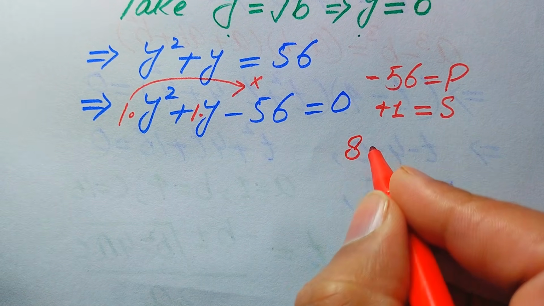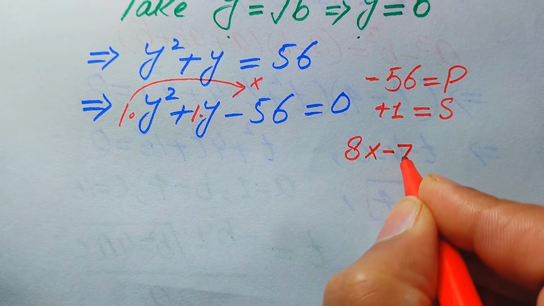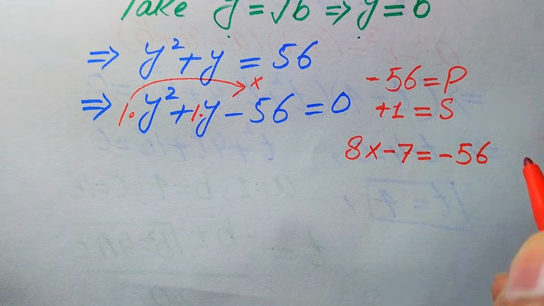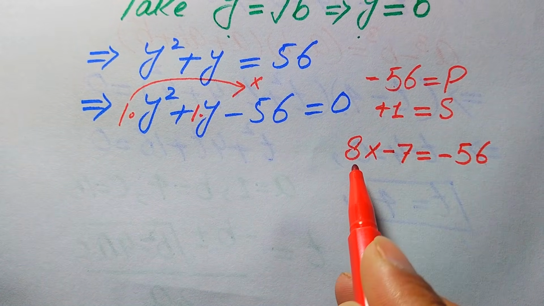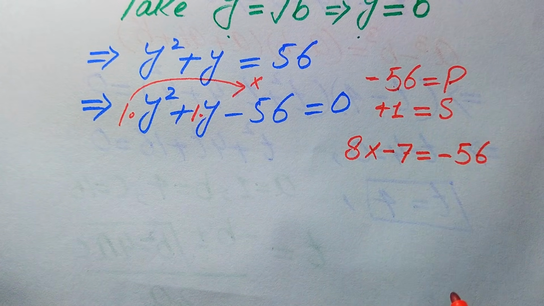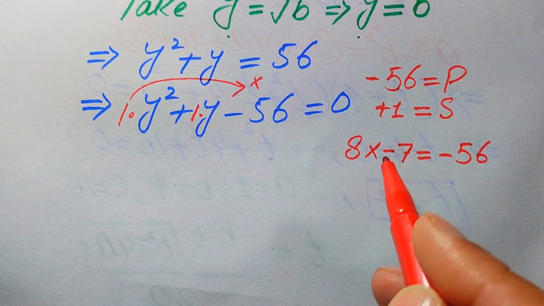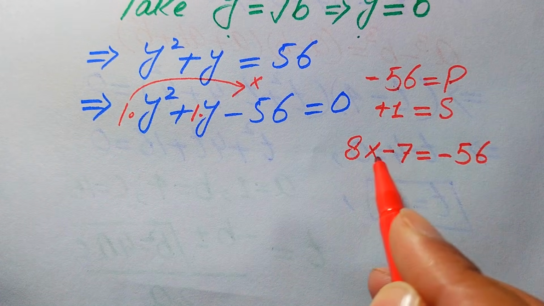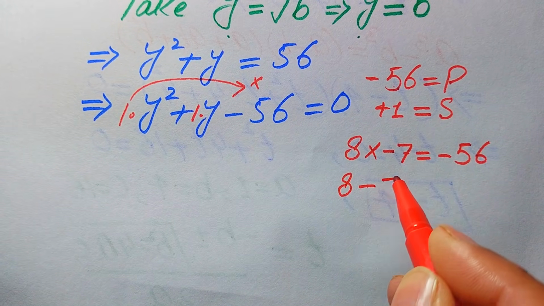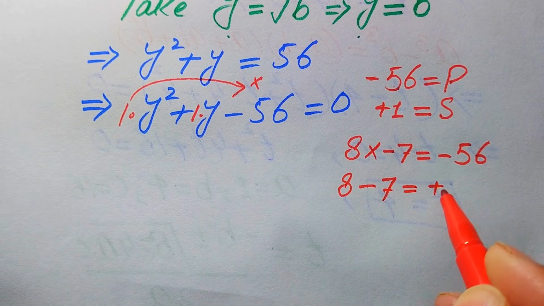The possibilities are 8 multiplied by minus 7 is equal to minus 56. So we find two numbers, 8 and minus 7, whose product is minus 56. And now we need to check the sum: is the sum of these two numbers plus 1 or not? So you see here 8 minus 7 is equal to plus 1.